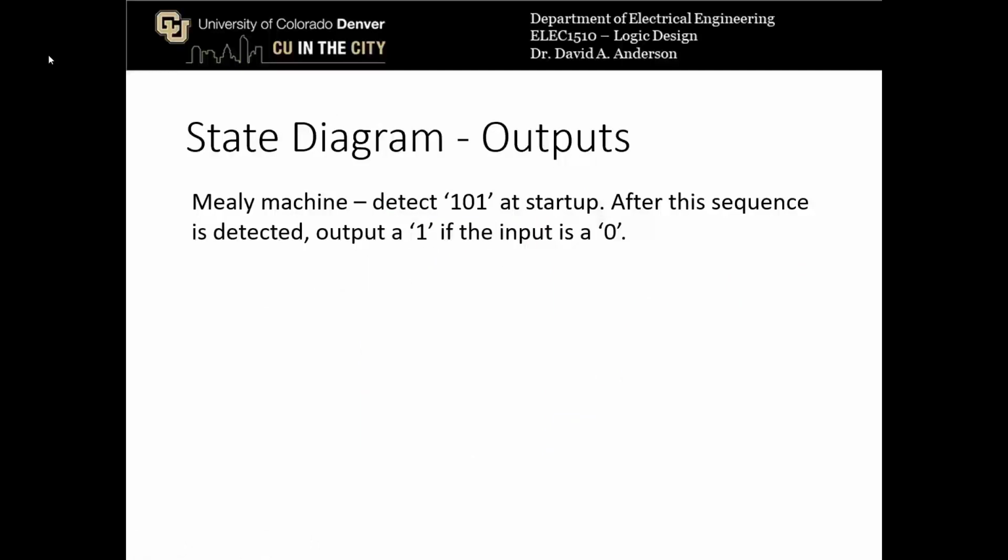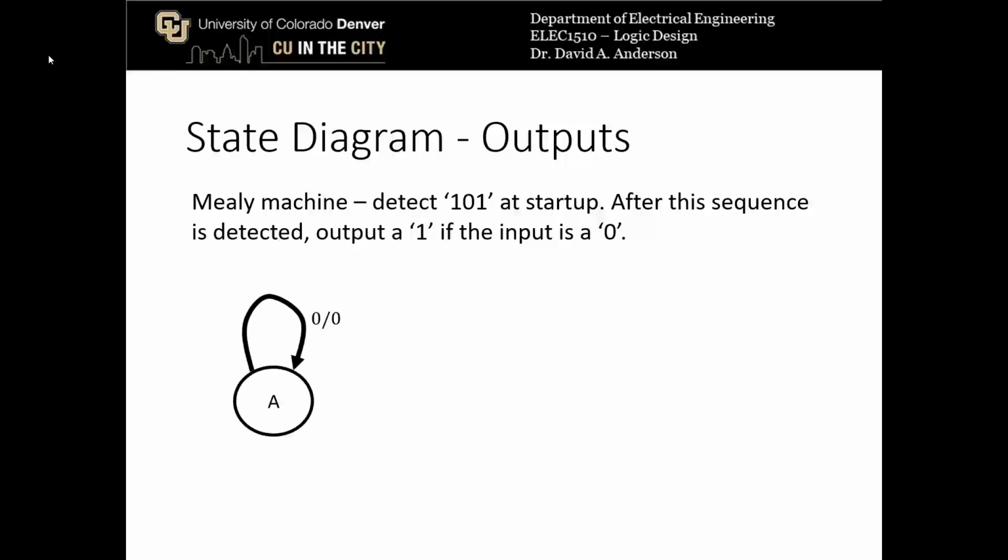Let's modify that design slightly now to turn it into a Mealy machine rather than a Moore machine. Again, this is the type of state machine where the output depends not only on the current states but also on the input as well. So again, we want to detect the sequence 101 at startup. After this sequence is detected, we'll output a 1 if the input is ever a 0.